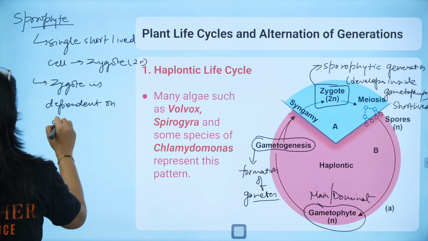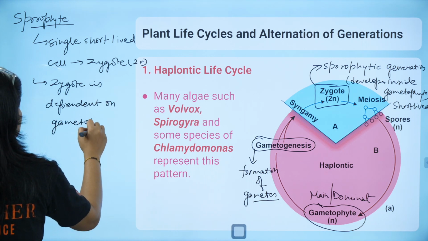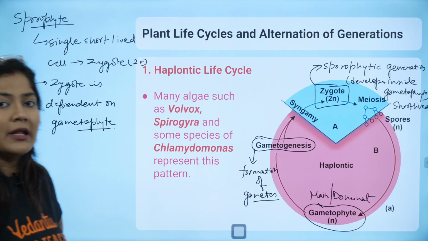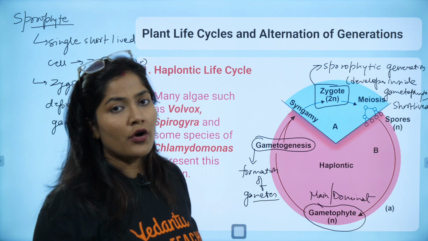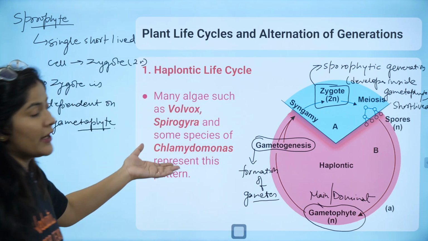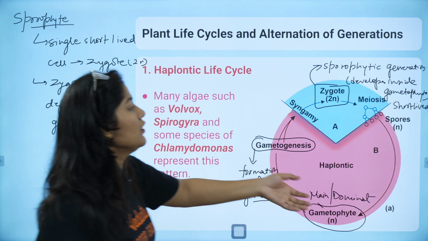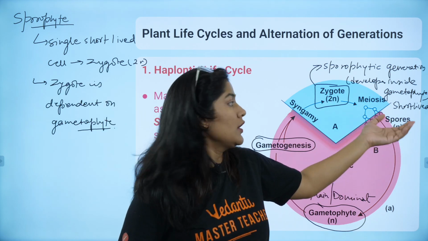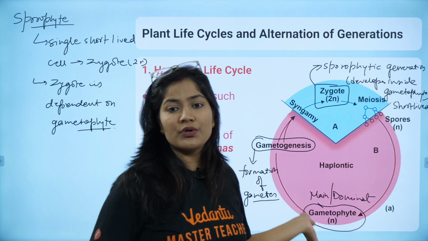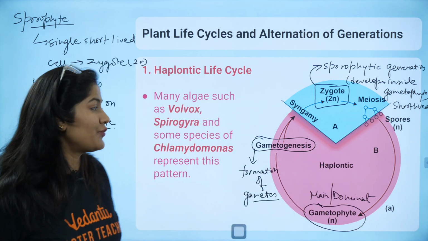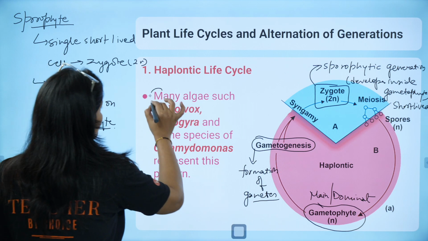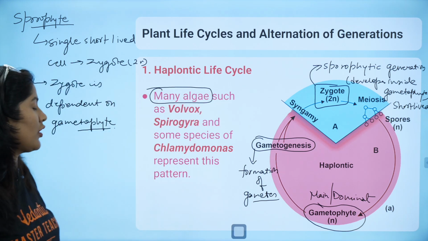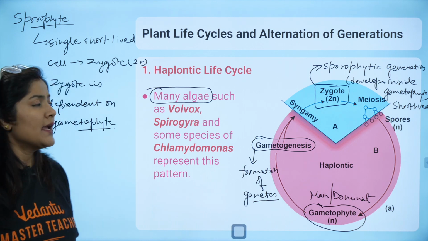Dependent on gametophyte. So the zygote that will be formed, children, this zygote will be dependent on your gametophyte, dependent for the food, dependent for your shelter, right? This kind of life cycle is going to have your spores formation. The zygote will quickly undergo meiosis, resulting in the formation of the spores, and these spores will result in the formation of your gametophyte. This kind of life cycle is shown by many algae. Examples are Volvox, Spirogyra, Chlamydomonas, etc.